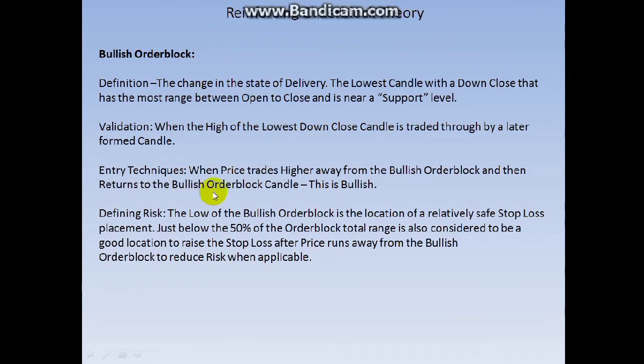The entry technique is when price trades higher away from the bullish order block and then returns to the bullish order block candle. This is our bullish setup. Now defining the risk.